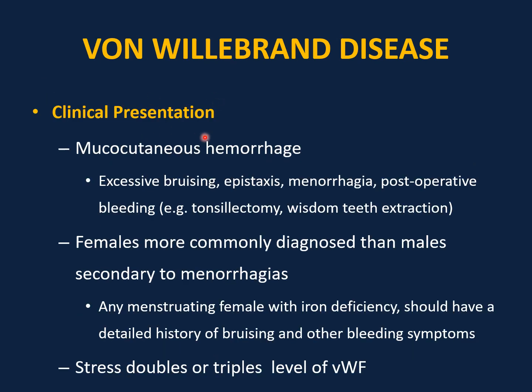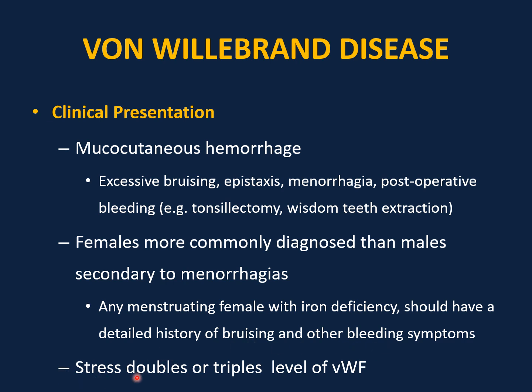Clinical presentation of Von Willebrand disease now is easy to figure out. It is mucocutaneous hemorrhage, for example, excessive bruising, epistaxis, prolonged and excessive menstrual bleeding, post-operative bleeding like excessive bleeding after tonsillectomy or after tooth extraction. Females are more commonly diagnosed than males because of menstruation and menorrhagia. Any menstruating female with iron deficiency because of excessive and prolonged bleeding should have a detailed history, especially family history and personal history of bruising and excessive bleeding.